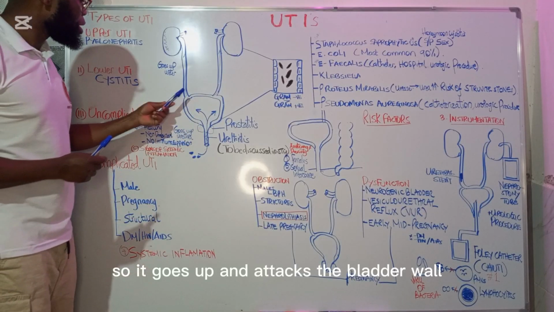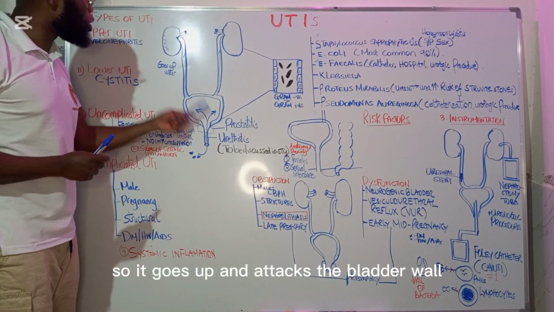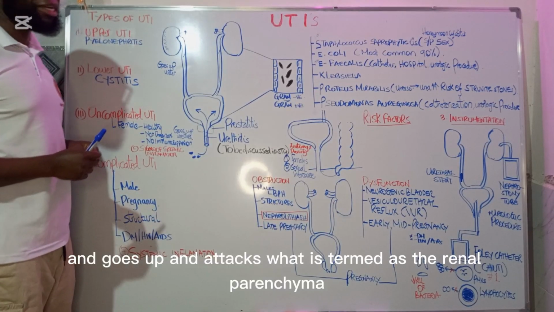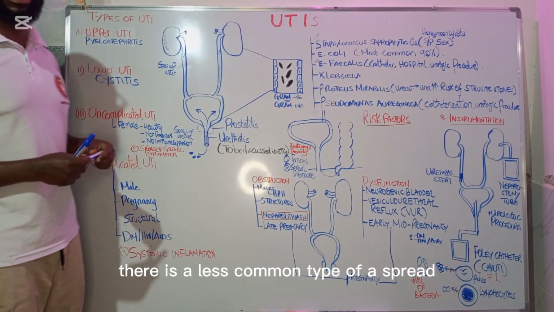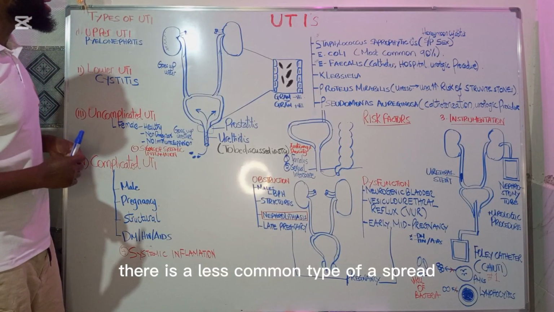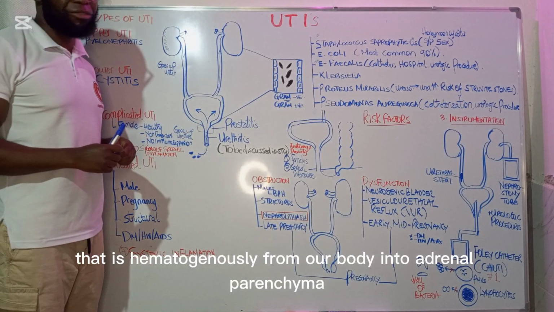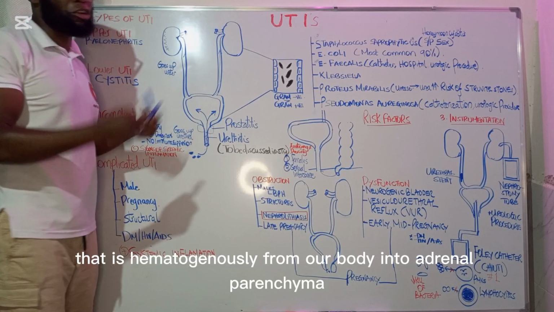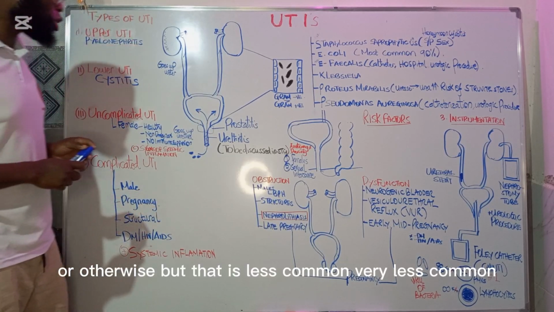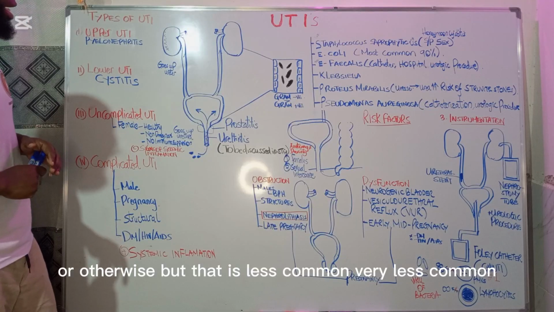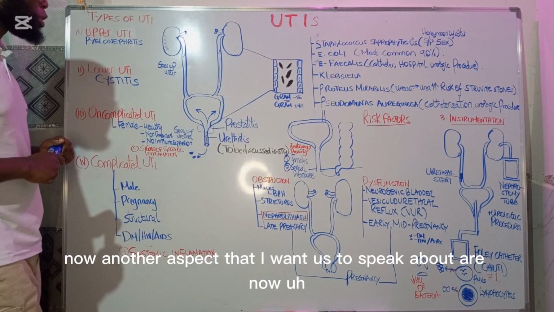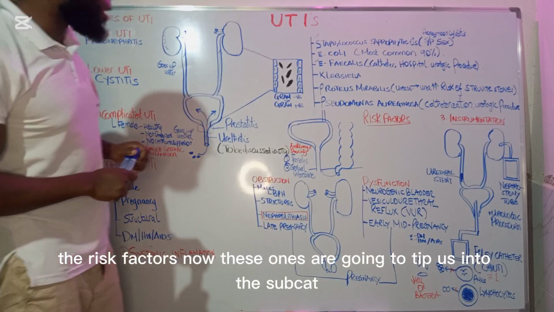So it goes up and attacks the bladder wall and goes up and attacks what is termed as the renal parenchyma. There is a less common type of spread, that is hematogenously from our body into the renal parenchyma or otherwise, but that is very less common. Now, another aspect that I want us to speak about are now the risk factors.